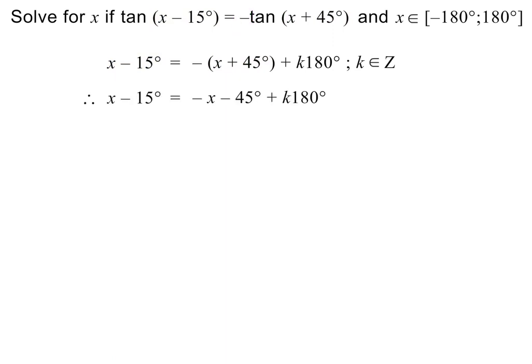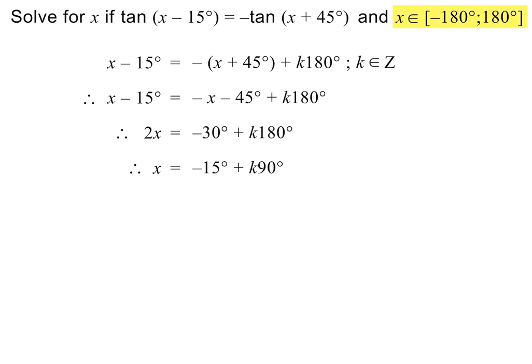We are now ready to simplify. First, we remove the brackets around the angle being added to 180 degrees. Next, we add x and 15 degrees to both sides. And then we divide both sides by 2, not forgetting to also divide k 180 degrees.